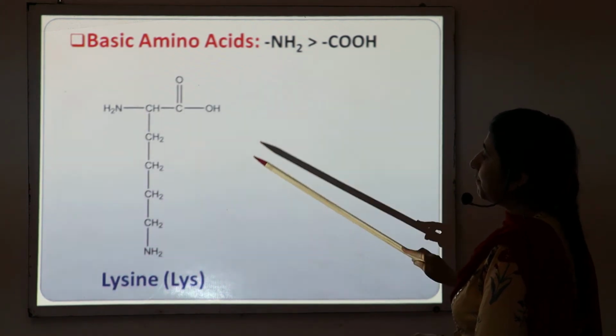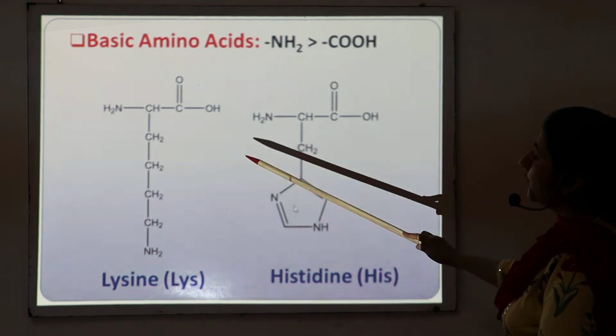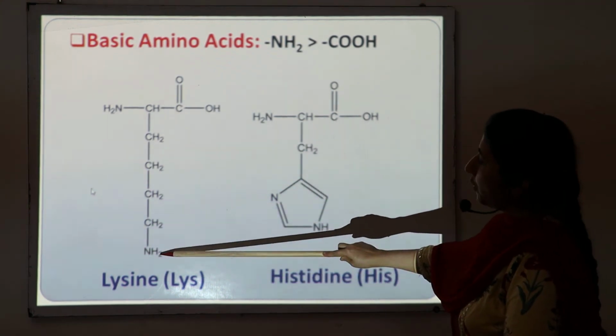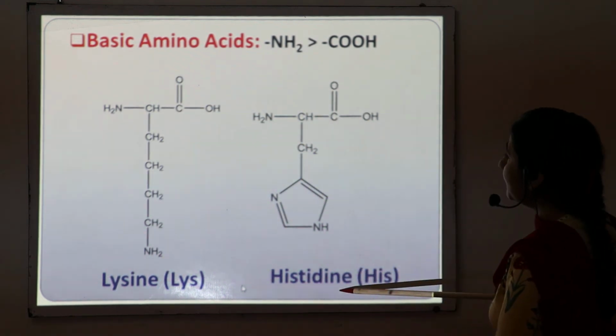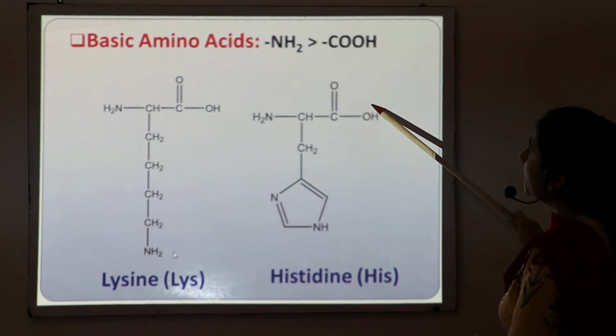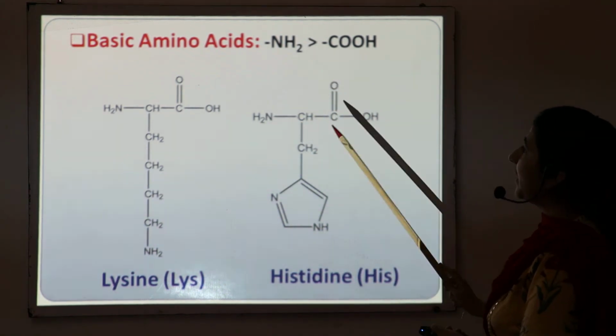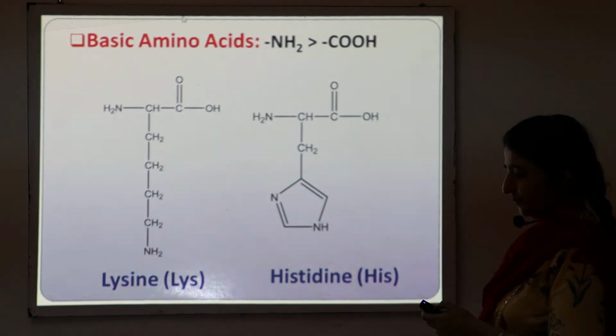So we have an example, lysine and histidine. In lysine, the number of amino groups is 2 and carboxylic groups is 1, whereas in histidine the number of amino groups is 3, whereas the carboxylic group is 1. So that is why they are classified as basic amino acids.